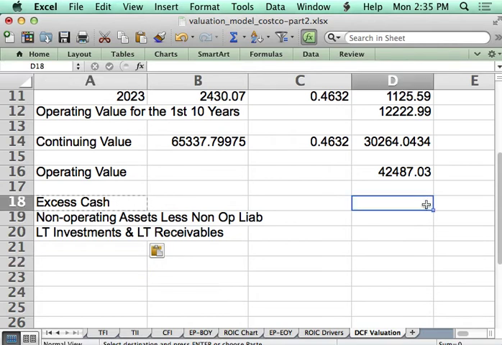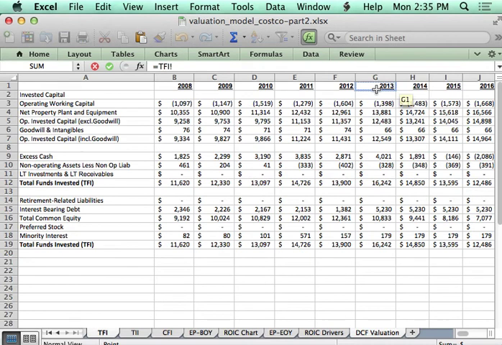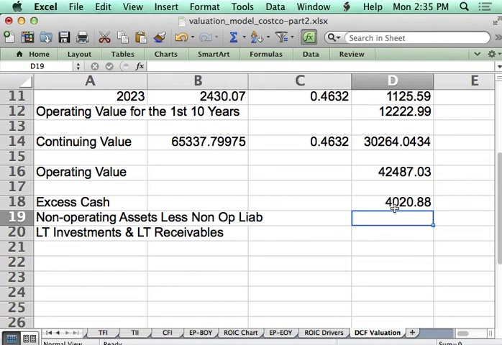And here's the deal. I'm going to use the 2013 values, which are my current values for each of these, which are already in present value. Okay? So excess cash equals, from TFI, my 2013 excess cash balance, and the values for the next two down.